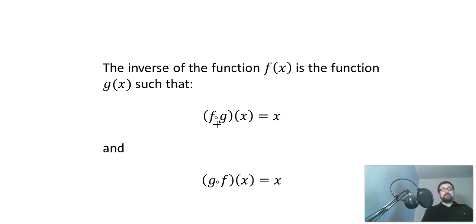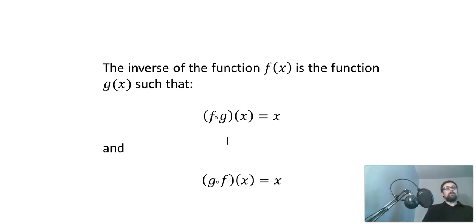So when you take the composition of two inverse functions, whatever order you want to do the composition in, if they're inverses of each other, you will get x as a result. What's happening is effectively f and g cancel each other out.